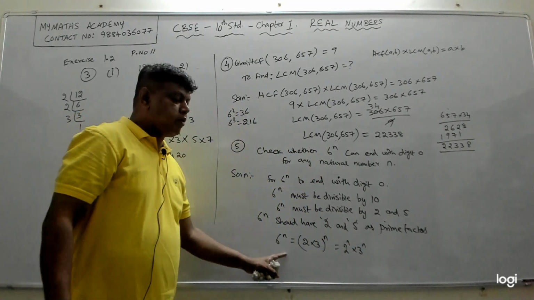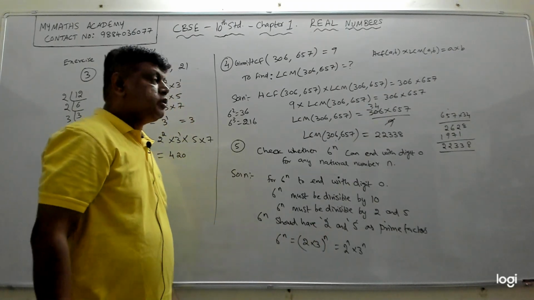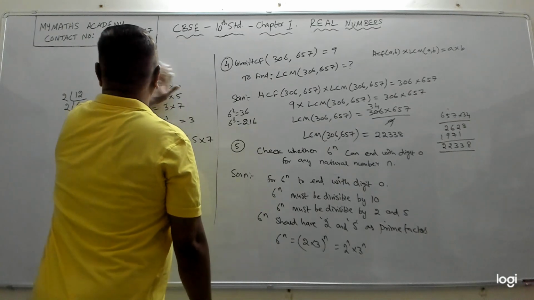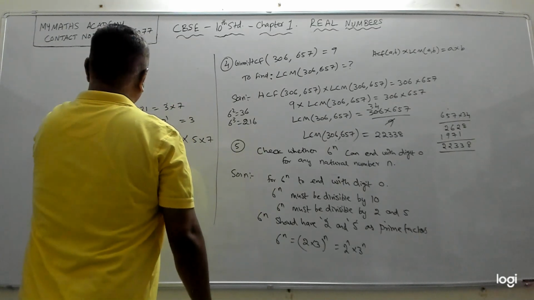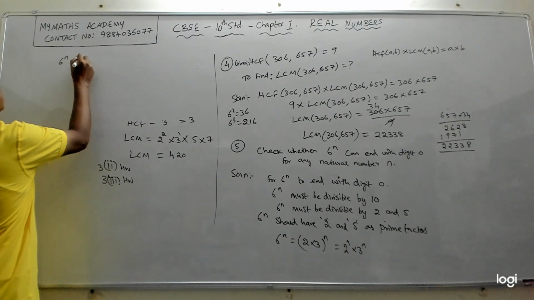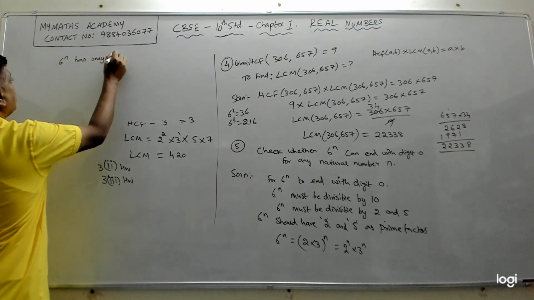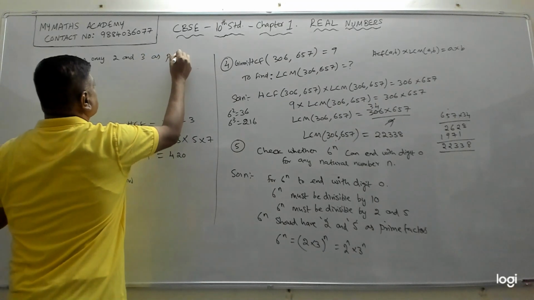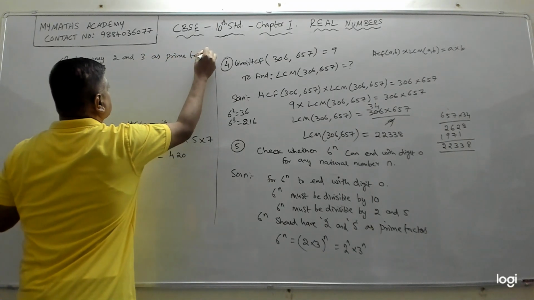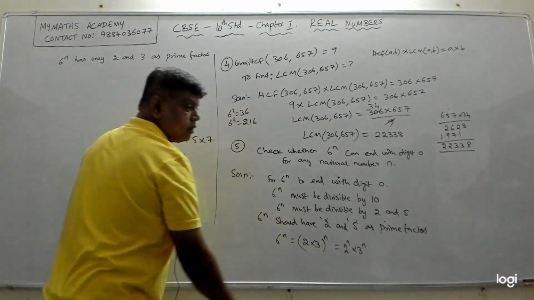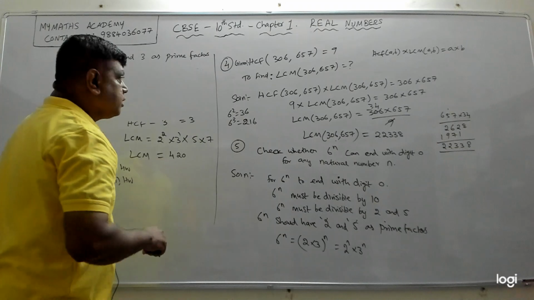Right? 6 power n is what? 2 power n into 3 power n. So what can we conclude from here? Which means 6 power n has only 2 and 3 as prime factors. Right? So 6 power n has only 2 and 3 as prime factors.